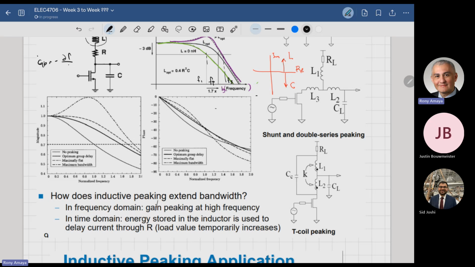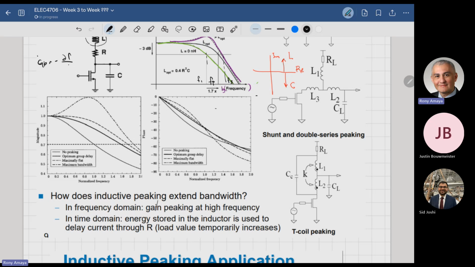The other one is the use of series chunks. You can have double series peaking, as shown here, so you have L1, L2, and L3. Or you can actually use something called a transformer, where you have two coils, and they're basically exchanging magnetic energy through a coupling factor. And you can also use something called a T-coil.